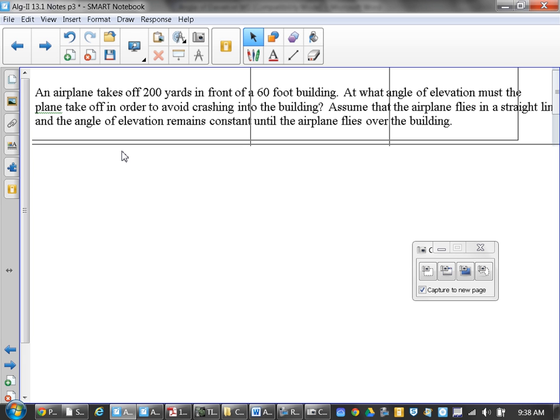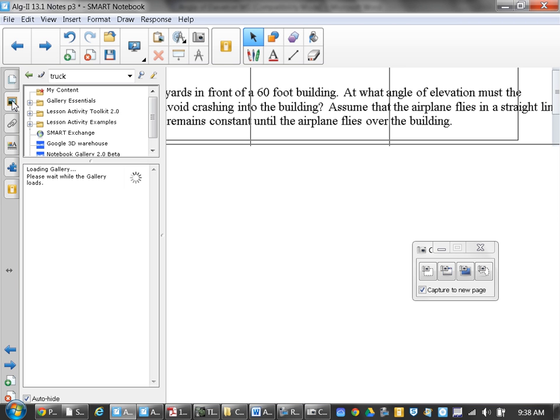An airplane takes off 200 yards in front of a 60-foot tall building. At what angle of elevation must the plane take off in order to avoid crashing into the building? Not putting an airstrip in front of a building is usually a good idea, but just in case, let's take a look at what this would look like.